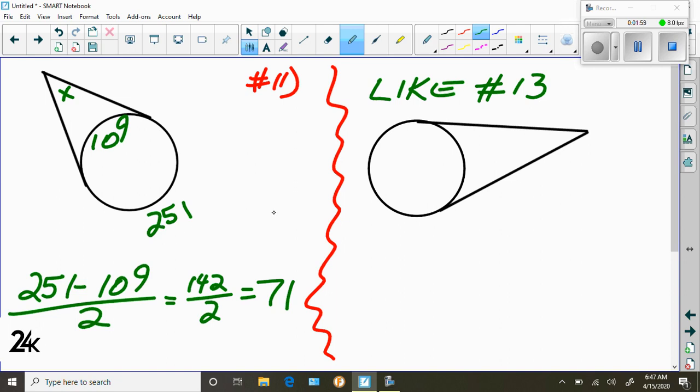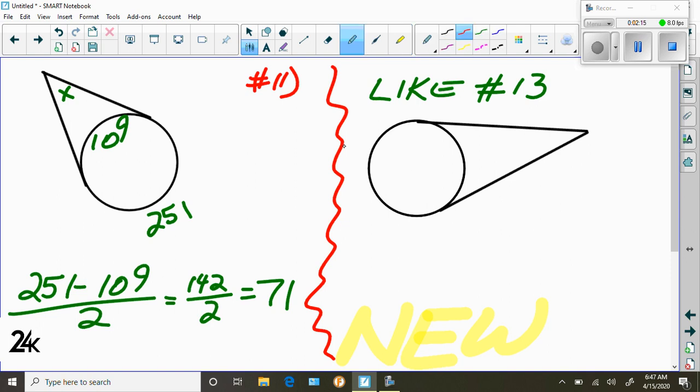Now for the new stuff. New. See, look at that. That's so lame. Look at that. Can't even see it.